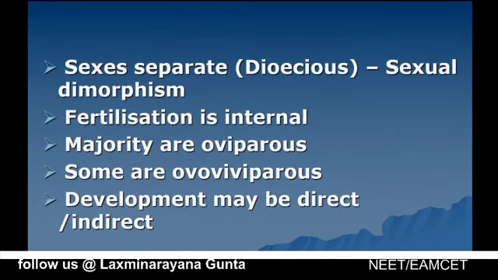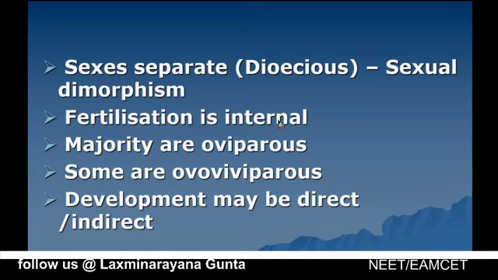Okay, next, the sexes are separate. Unlike Platyhelminthes, here in Aschelminthes or Nemathelminthes the sexes are separate. That's why these are called dioecious. And sexual dimorphism is also seen, meaning males and females are clearly demarcated. Generally the males are shorter than the females, and the females are longer and larger. The males have a curved posterior end, whereas females have a straight posterior end.